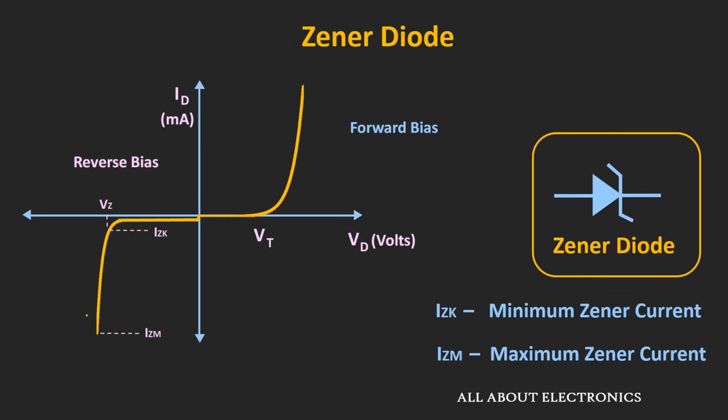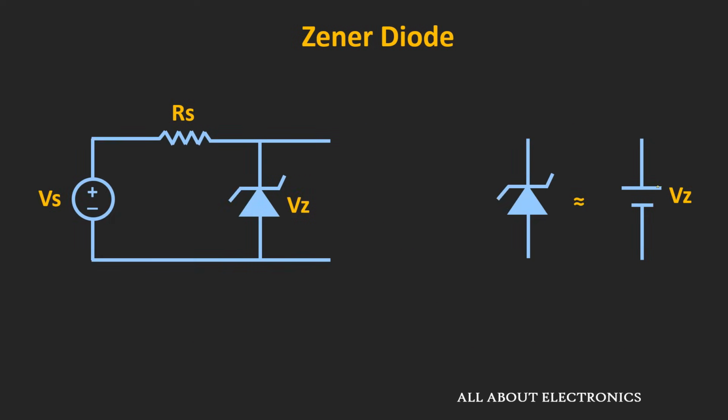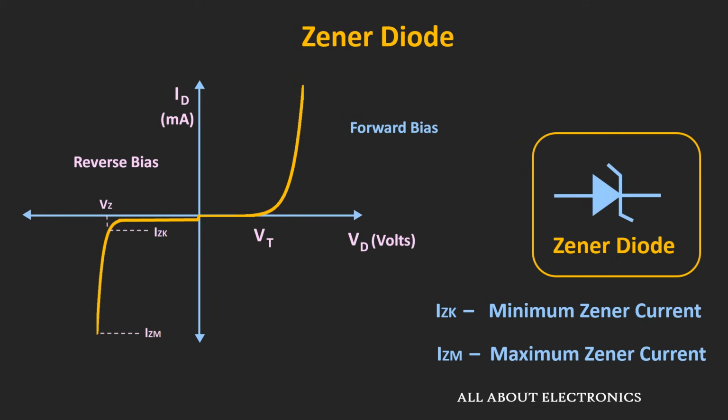So in a way, this Zener diode can be operated as a voltage regulator. In the first approximation, we will assume that whenever the voltage across the Zener diode is more than the Zener voltage, the Zener diode can be replaced by a constant voltage source of Vz. But in reality, this curve is not a straight line.